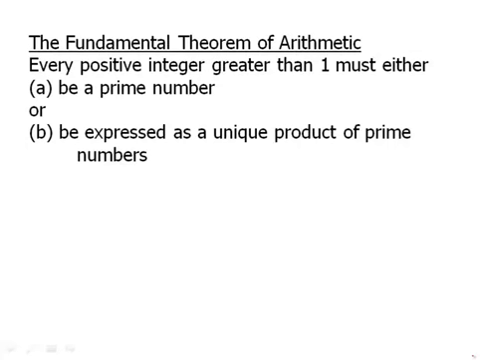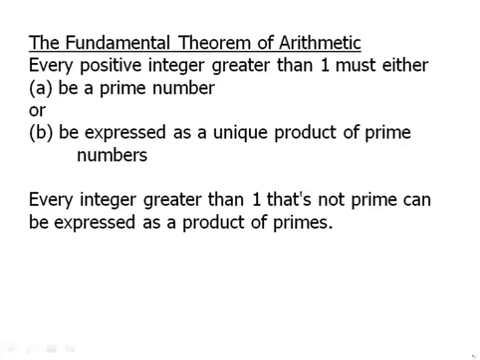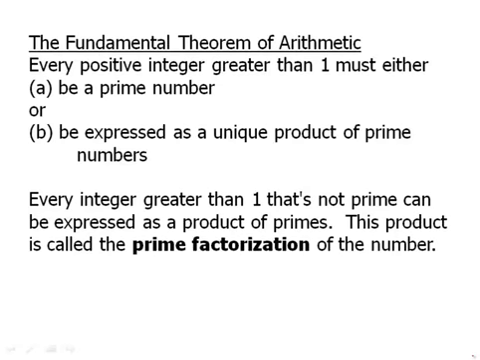Every positive integer greater than 1 must either A, be a prime number, or B, be expressed as a unique product of prime numbers. So in other words, every integer greater than 1 that's not prime can be expressed as a product of primes. And this product is called the prime factorization of the number. So that core idea you definitely need to know. Let's talk about this prime factorization.